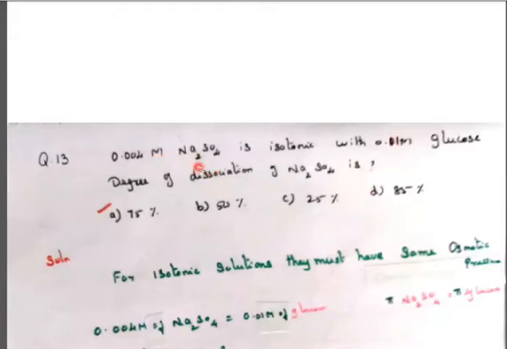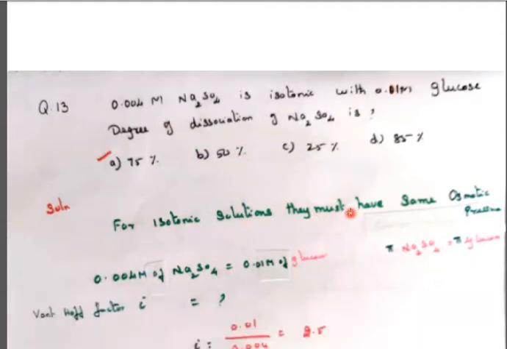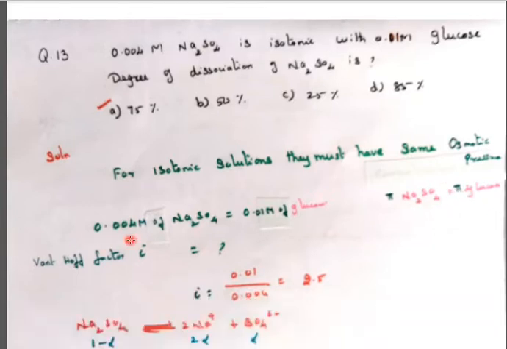0.004 molarity of sodium sulfate Na2SO4 is isotonic, same osmotic pressure, with 0.01 m glucose. Degree of dissociation of sodium sulfate is to be found, given in percentage. Isotonic solutions must have the same osmotic pressure. That means sodium sulfate osmotic pressure and glucose osmotic pressure are the same. So pi of Na2SO4 is equal to pi of glucose. So 0.004 m of Na2SO4 is equal to 0.01 m of glucose.